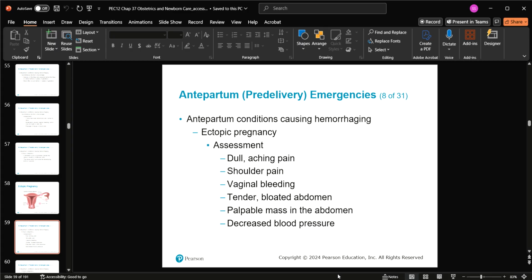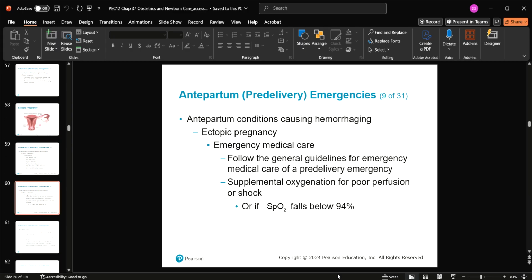They may have referred pain in the shoulder. That is, they may have pain in their abdomen on that side that may also radiate, or they may have referred pain in the corresponding shoulder. Decreased blood pressure would be especially dangerous here if they become hypotensive due to hemorrhaging. We're worried about the patient hemorrhaging, and we're afraid of that decreased blood pressure.